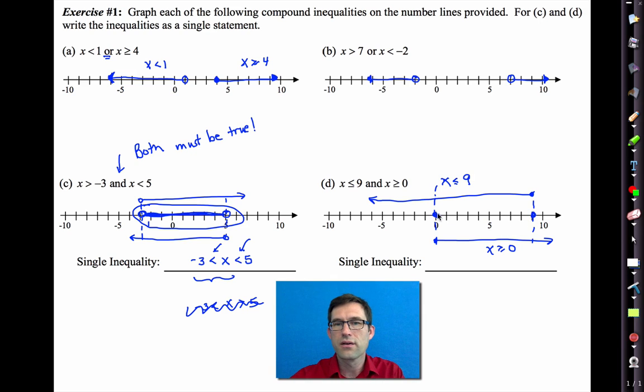Solid dots there, right? Those two are included. And what we would say then is 0 is less than or equal to x less than or equal to 9. That's our single inequality. Typically, they're always written with the less than symbols.